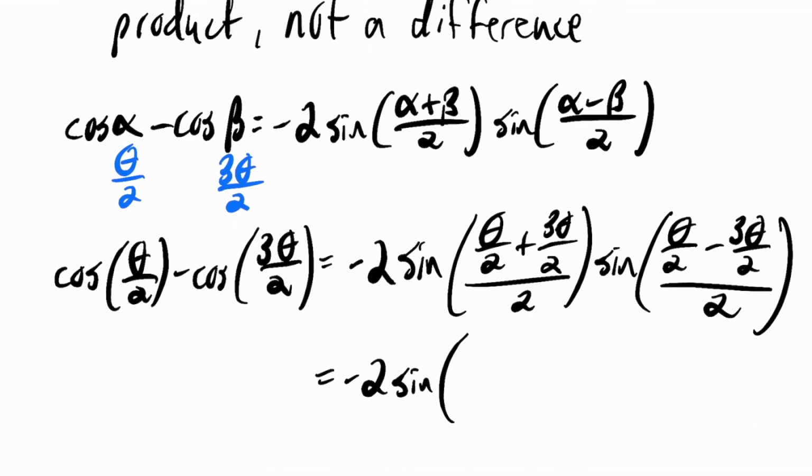If I add these two together, right? Theta plus 3 theta, I get 4 theta over 2. But 4 theta over 2 would just be 2 theta, 2 theta over 2, which will simplify in a moment. And sine, well, when I combine these two, I'm going to have theta minus 3 theta. So that'll be minus 2 theta over 2, which is just minus theta.